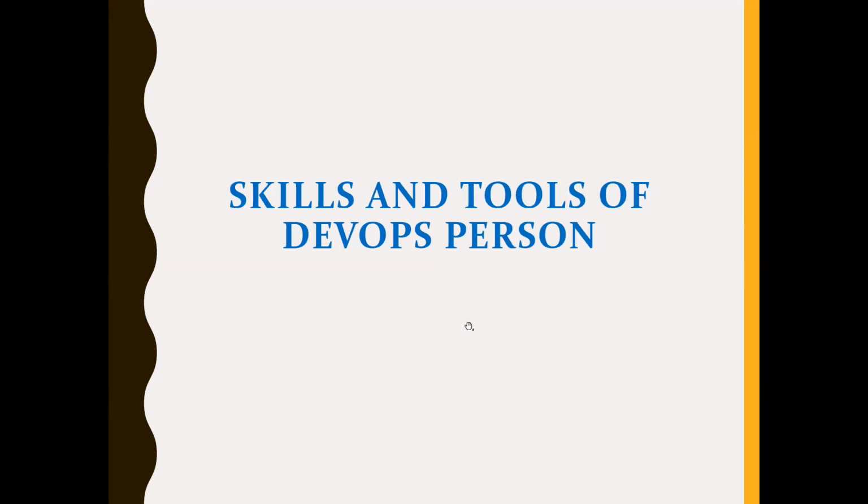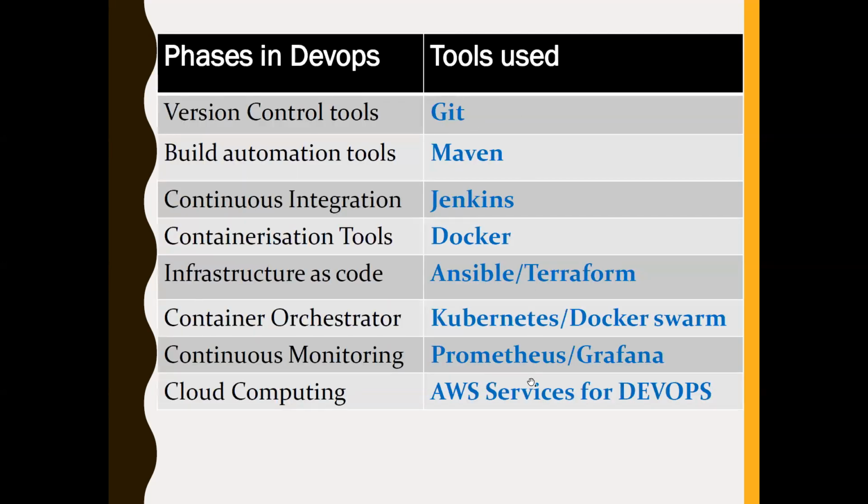Okay, and then skills and tools. See, these are all the tools we'll be learning in this course. Git, Maven, Jenkins, Docker. Of course, Docker means so many things are here. Docker Compose, Docker Swarm, and so on. Ansible, Terraform, both of them will be covered. Kubernetes, Docker Swarm, Prometheus, Grafana, and AWS services required for DevOps. All of these topics will be covered. And of course, in Kubernetes, you have lot many topics. Helm concepts will be covered.